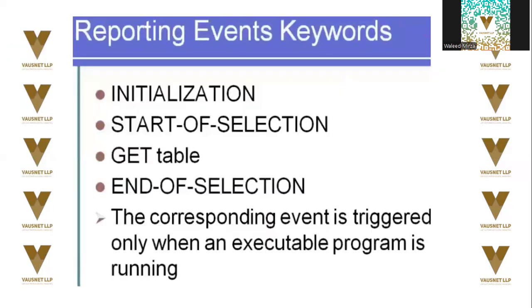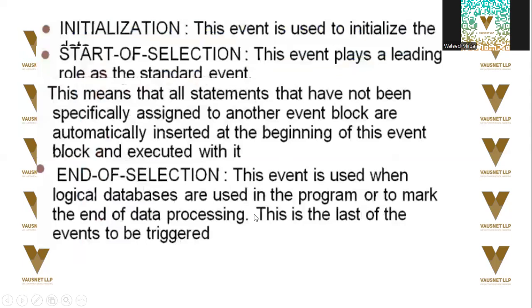We've already seen this reporting event because our programs start with the keyword report. There's initialization, which is type, and initialization is also one of the keyword. Start of selection is one of the keyword. Get table is one. End of selection is also used. The corresponding event is triggered only when executable program is running. Executable report program that we actually run. Initialization is used to initialize the data.